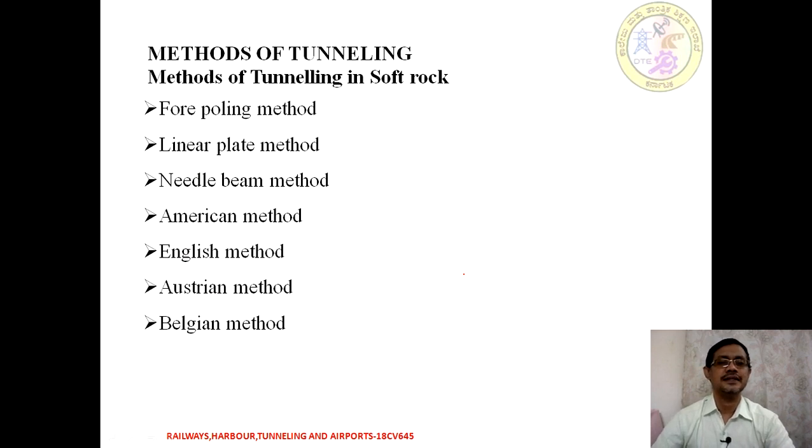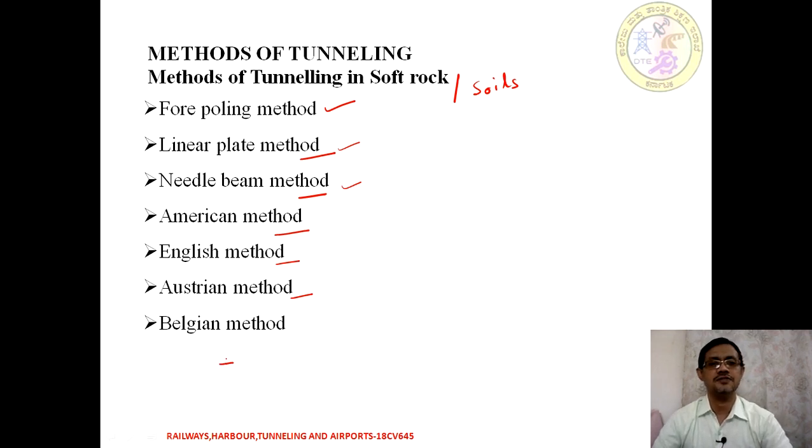Moving on to tunneling in soft rock or soil, we have different types. The first is the forepoling method, next is the liner plate method, then the needle beam method, American method, English method, Austrian method and Belgian method. These are the different tunneling methods adopted in the case of soft rock or soils.